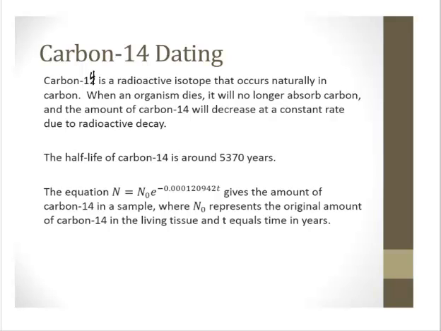Now you might wonder where that formula comes from, and it's really not too bad to figure out. Since it's been figured out that the half-life of carbon-14 is 5,370 years, that means if we start with N naught at t equals 0, then at t equals 5,370, since this is a half-life, we would have half of the original amount.